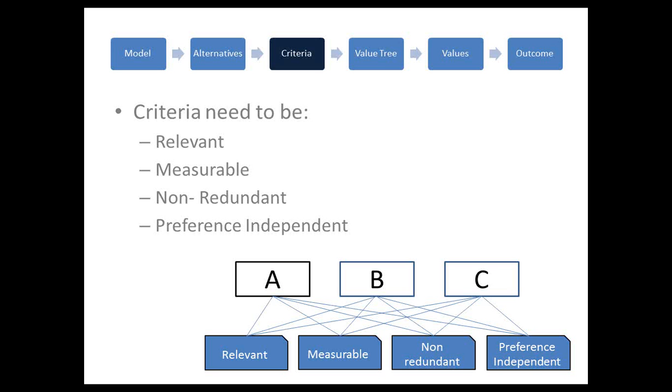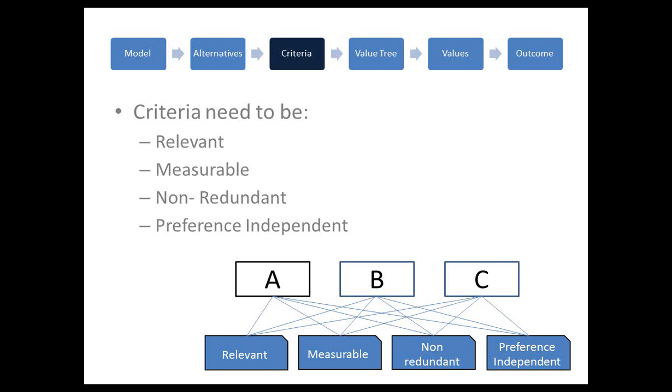Then your criteria need to be measurable. That is, you must be able to measure your alternatives on an ordinal scale based on preference. You must be able to state whether the performance of your alternatives on these criteria has a certain order and one is preferred to another. And it must be possible to link numerical scales or a numerical outcome to each of the performances of your alternatives.